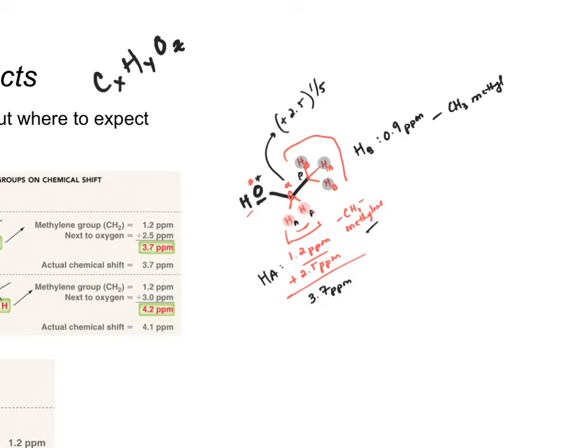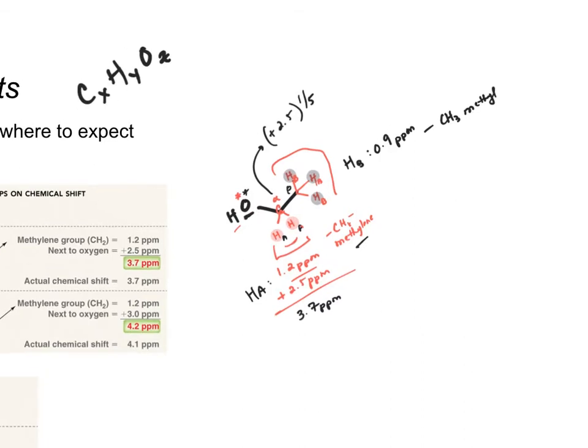Because again, that overall deshielding effect tapers off with distance. And what the protons feel at the beta position is about 1/5 of what they would feel at the alpha position. Okay? So instead of adding 2.5, we're going to add 1/5 of 2.5, which ends up being 0.5. So to 0.9, we're going to add 0.5 parts per million. And so we would expect these HB signal to show up around 1.4 parts per million.